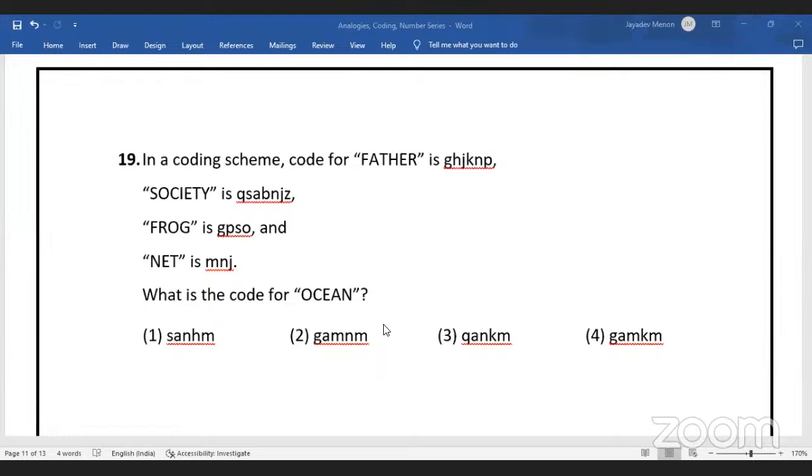Very good, Harishankar, Fatima. Option 1 is correct. Answer is option 1.